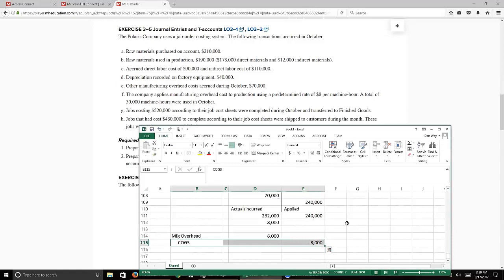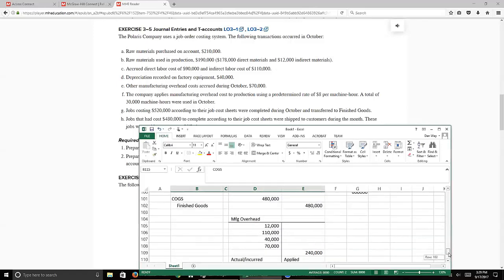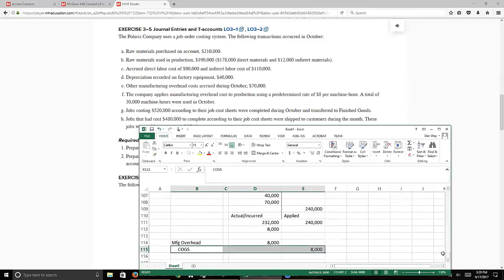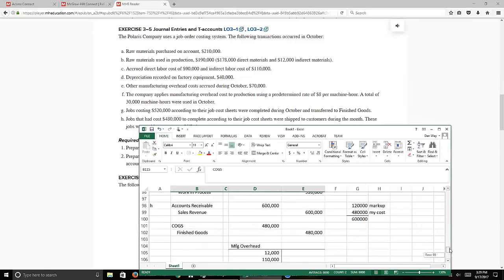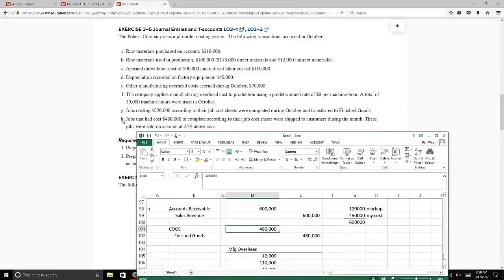Does anyone have questions about what we did here with overhead or any of those last journal entries? I do. Can you scroll back up to the cost of goods? Yeah, the finished goods. Can you click on D101? Yes. And can I see the formula on that? Oh, so this one we didn't calculate actually. Right? This one we said, well, in letter H here, jobs had cost $480,000 to complete. So we knew those jobs were in finished goods at $480. So I didn't have to calculate anything this particular time.